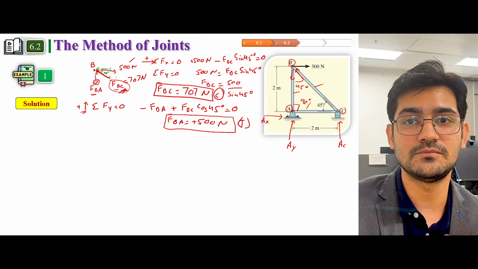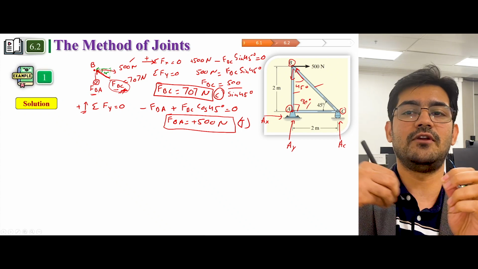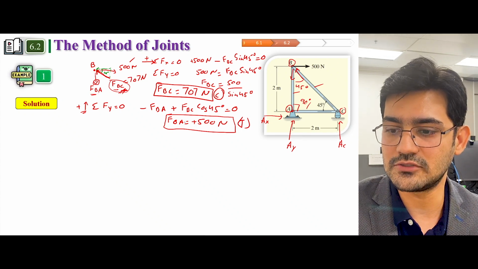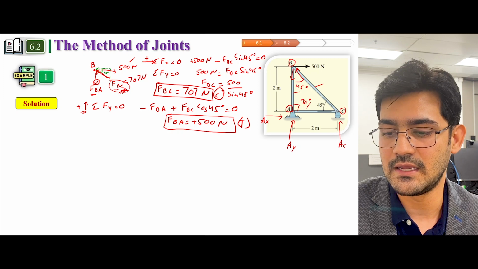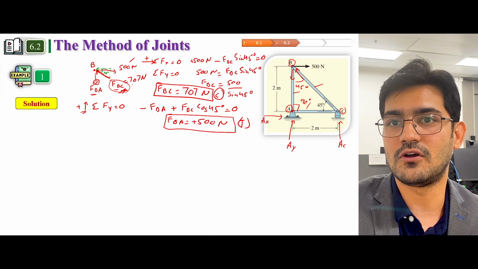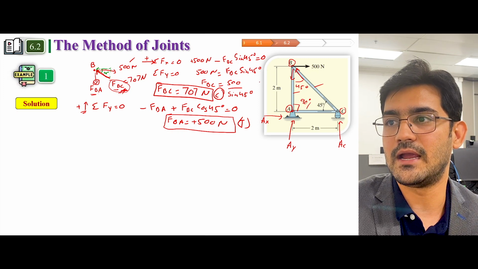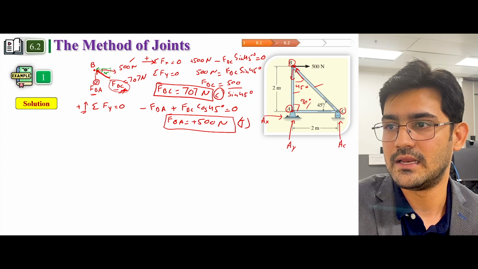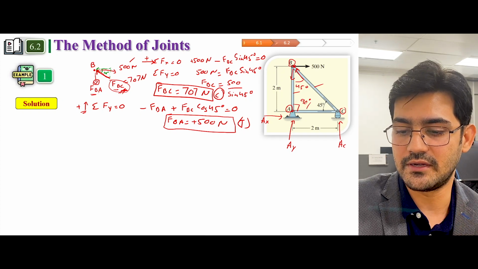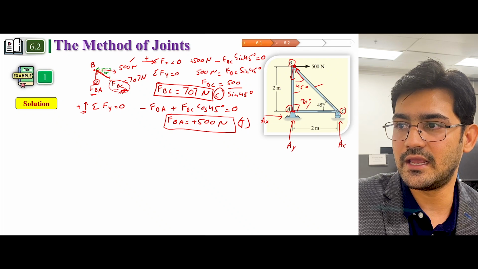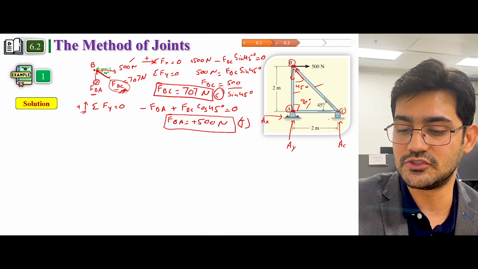Why is it a tension force? Because it is directing away from the point. Okay, so now we have these two forces. Now we have solved everything at the joint B. Now we can move towards the next joint. So either we can move towards joint A, or we can move towards joint C.